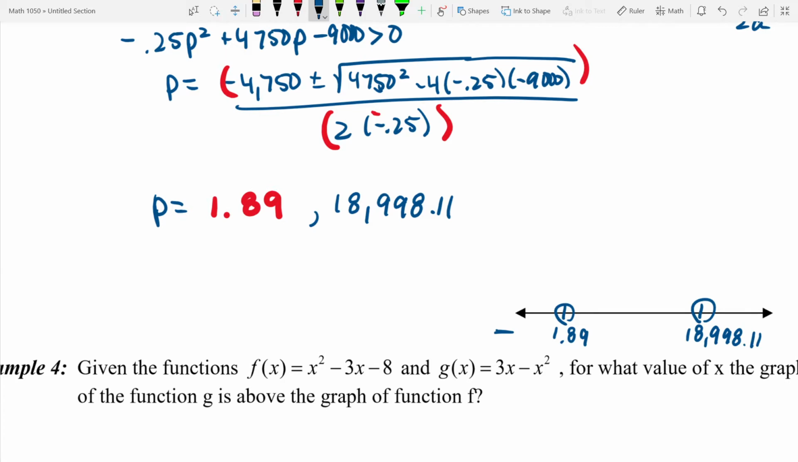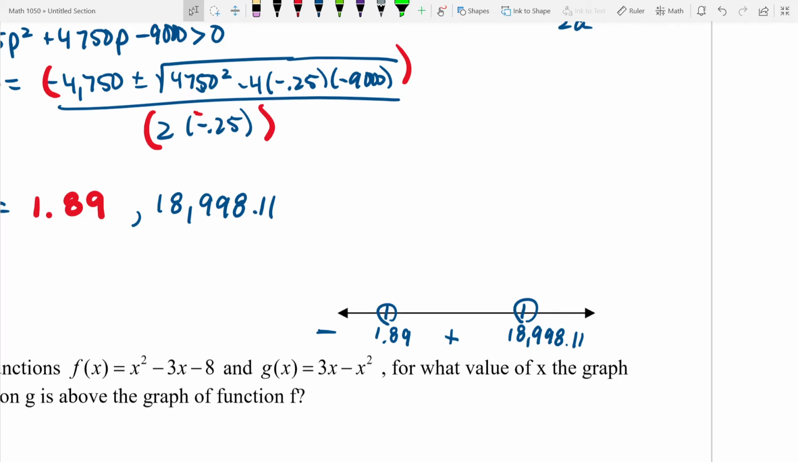In between 1.89 and 18,000, I'm going to do a 2. 2, store, enter, up, up, enter, I get a positive. To the right of that 18,000, I'm going to do 19,000. Store, enter, up, up, enter, and I get a negative. I want it to be greater than 0. So that is positive. So it's right there.